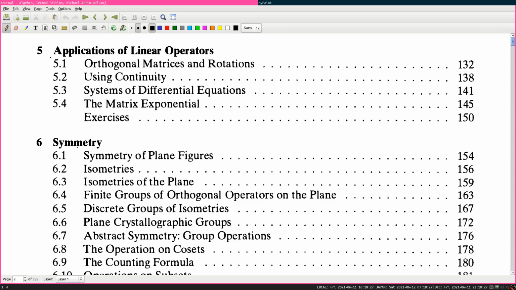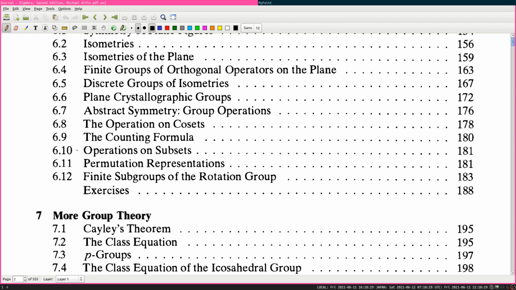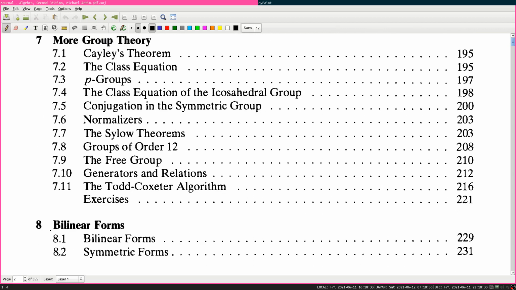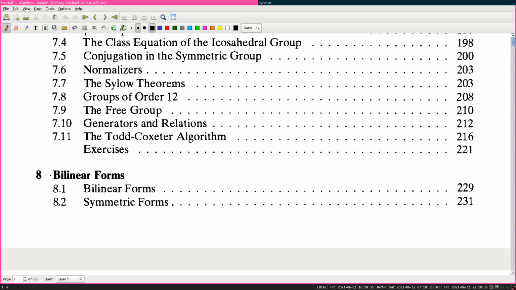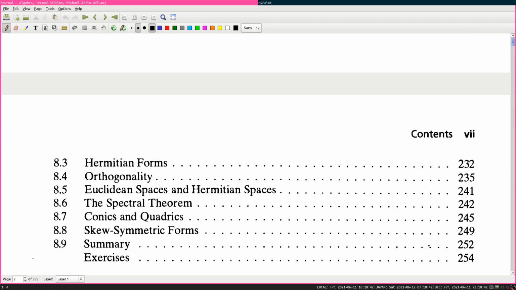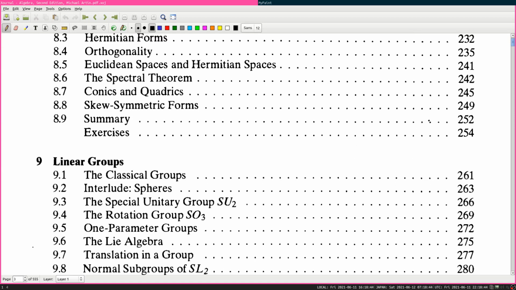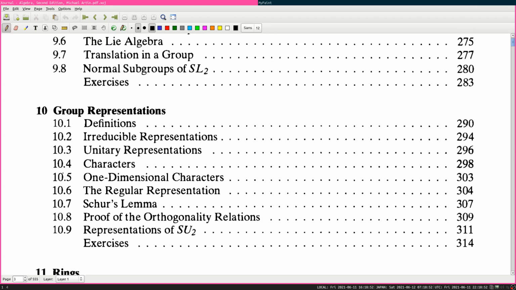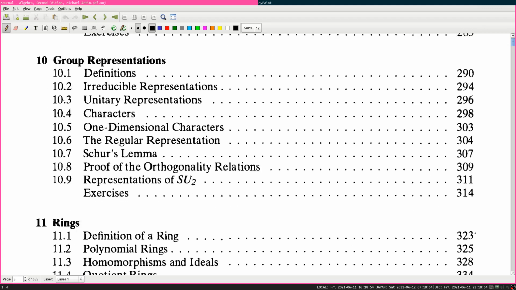Symmetry, I guess this is kind of applied group theory, maybe. More group theory. Here's the core basics of group theory. Bilinear forms, so another word for the bilinear form is the dot product. That's chapter 8. Chapter 9 is linear groups, so this is both group theory and linear algebra, which is called representation theory. Then group representation, so that's representation theory.